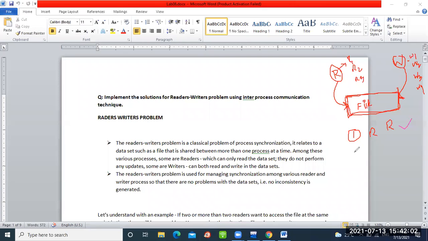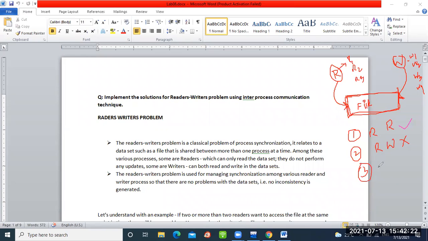Can I allow case number 2? Can I allow one writer first, and after that a reader? That means the read-write problem, or reader-writer. Okay. So can I allow a reader and writer simultaneously? No, I cannot allow a reader and writer simultaneously.